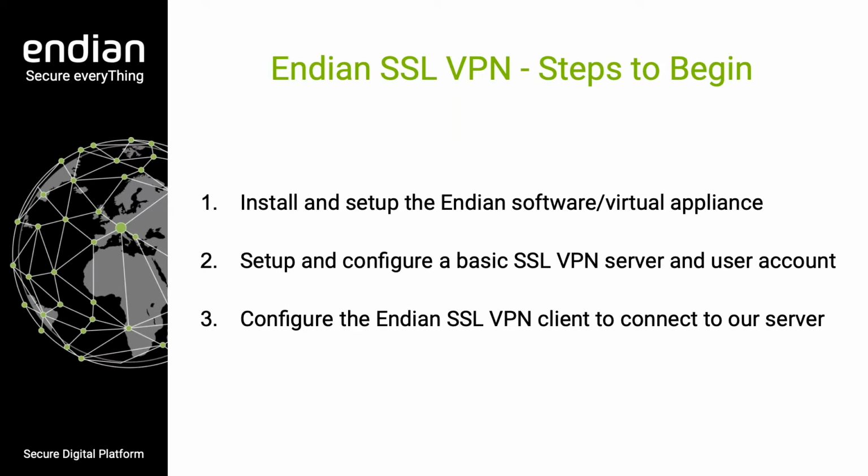So the basic steps that we're going to follow in our live demonstration: we're going to take an Endian, in this case a virtual appliance, and install and set that up using VirtualBox, just as a way to show you a local demonstration here. Obviously, the software appliance is a bare metal installation, so if you have hardware that's lying around that meets the minimum specs, which you can find on our website, you can easily install a software appliance onto your existing hardware.